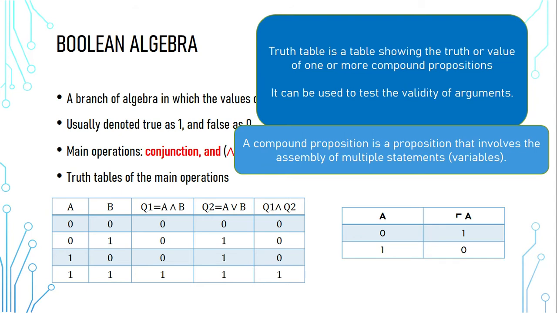Truth table. What is a truth table? A truth table is a table showing the truth or value of one or more compound propositions. This table is usually used for testing the validity of arguments.